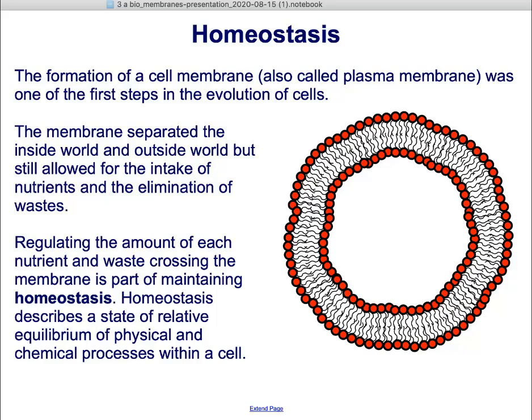The formation of a cell membrane, also called plasma membrane, was one of the first steps in the evolution of cells. The membrane separated the inside world and the outside world, but still allowed for the intake of nutrients and the elimination of wastes. Regulating the amount of each nutrient and waste crossing the membrane is part of maintaining homeostasis. Homeostasis describes a state of relative equilibrium of physical and chemical processes within a cell.